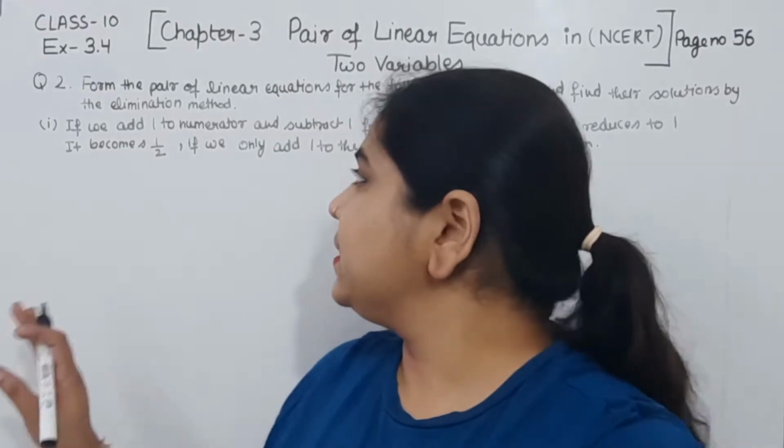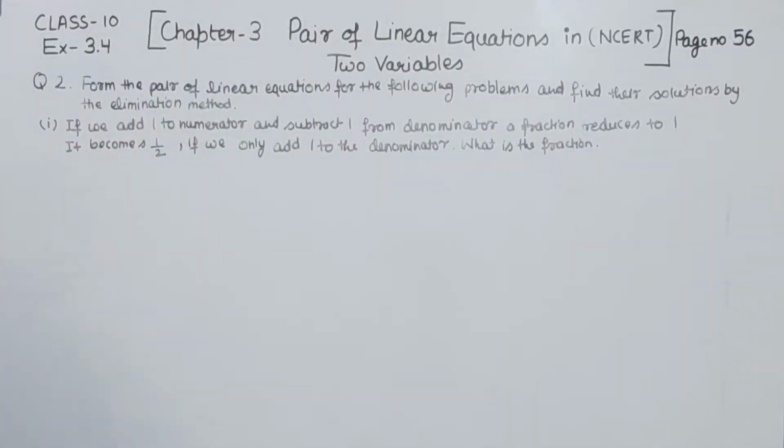Another question of exercise 3.4, page number 56, question number 2. Form the pair of linear equations for the following problems and find solutions by the elimination method. So we are having the 5 parts of the question. Going to start with the first one.